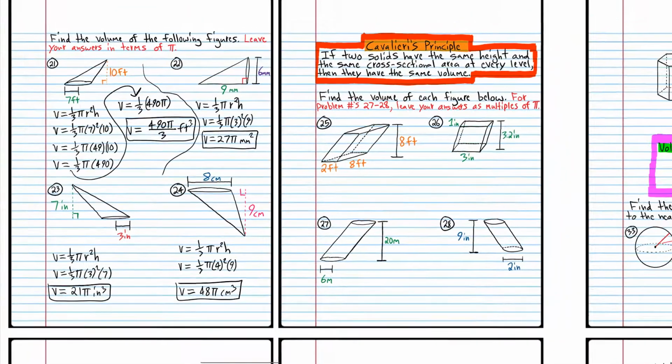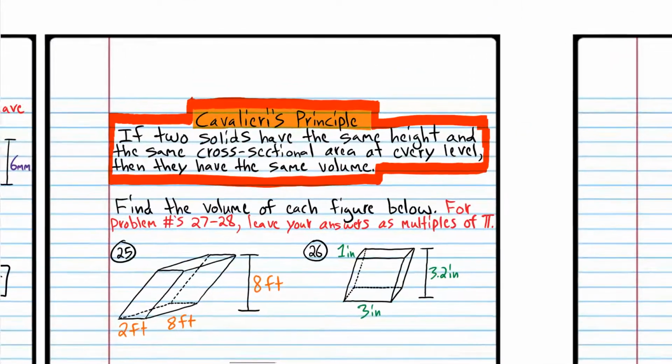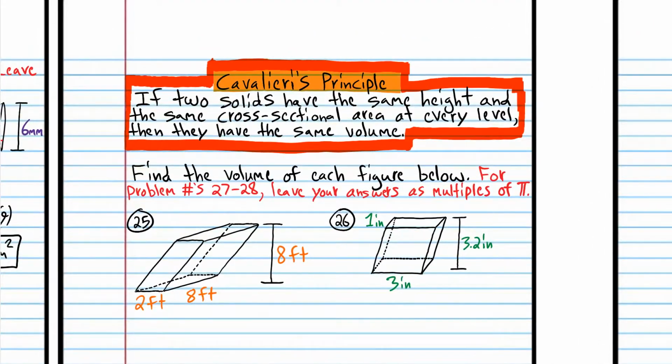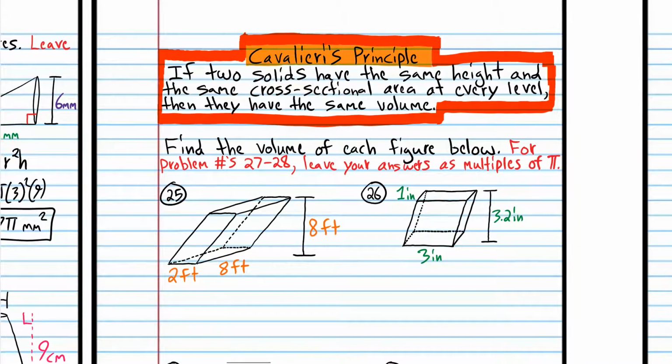All right, number 25. We're going on to something called Cavalieri's principle. This is kind of a weird principle. It's not that difficult to understand, I guess, but it's something that's a little weird.